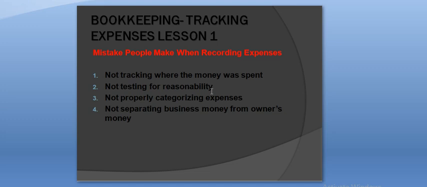Number four, not separating the business money from the owner's. That is one of the mistakes people make when recording expenses. They do not separate the money of the business from that of the owner. And the business entity concept says that you must separate the business and you must separate the owner. So doing that shows that they are in violation of the business entity concept.